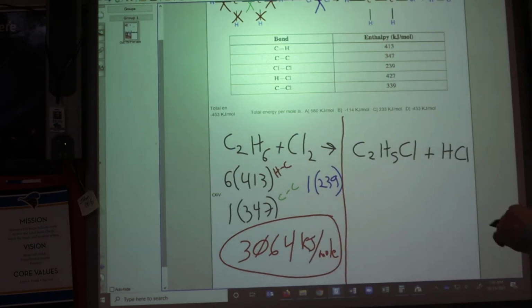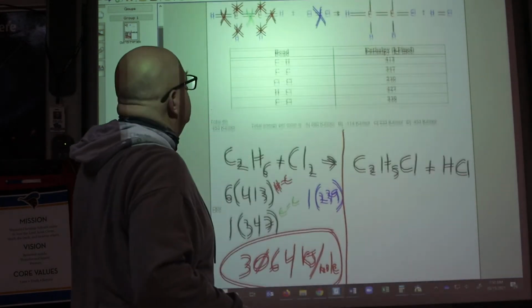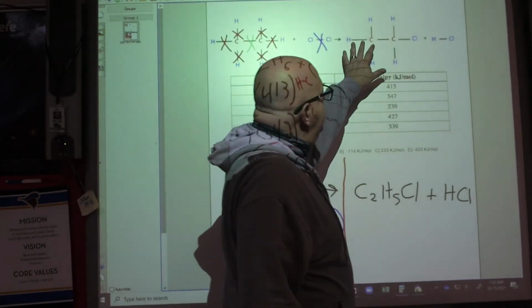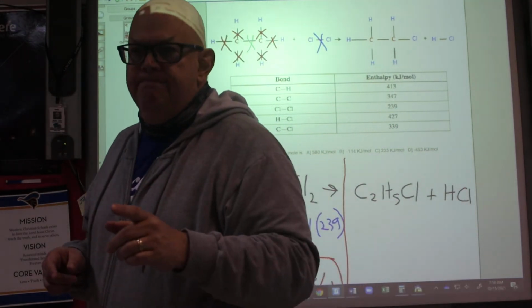That's the thing. So that's the total. Now we need to look on the product side. Let's look at the product side here. Now what's happening here with the product side? Well, we've got things that are being put together, right?